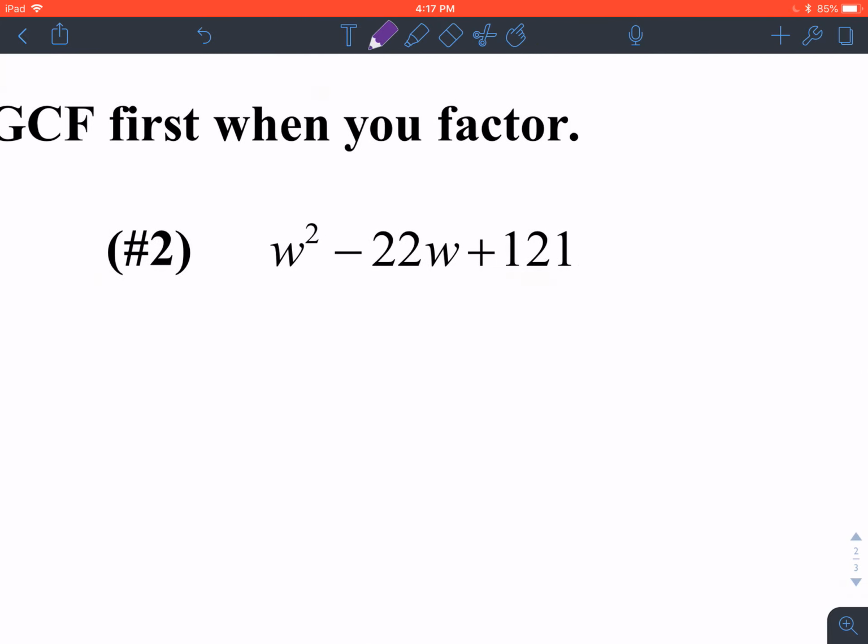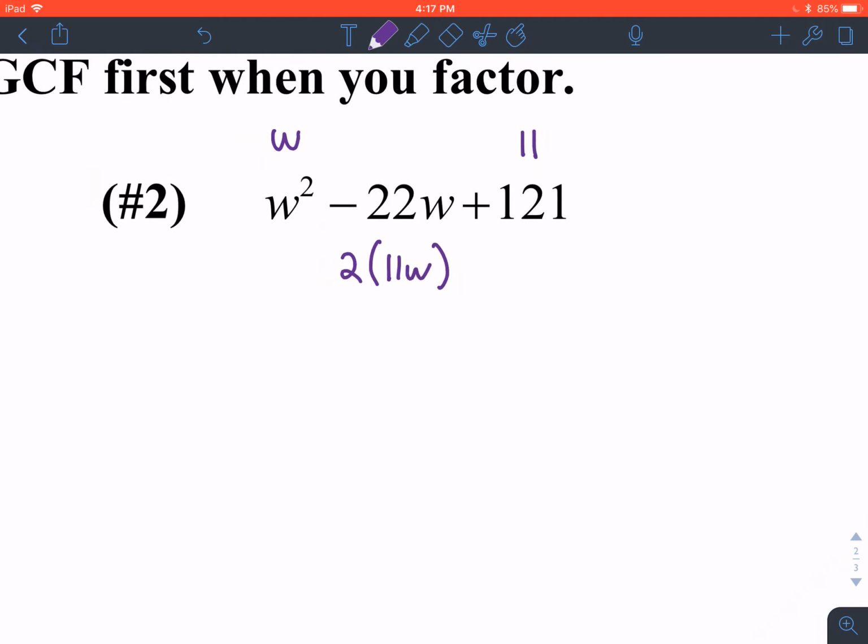So we need a GCF for number 2 here. Does not look like it. Okay, are the first and last terms perfect squares? Well, w squared is, and 121 also is. Okay, good. What's the square root of w squared going to be? It's going to be w. What's the square root of 121? It is 11. What is 11 times w going to be? It is 11w. What's 2 times 11w? Is that 22w? It actually is. So this is a perfect square trinomial.